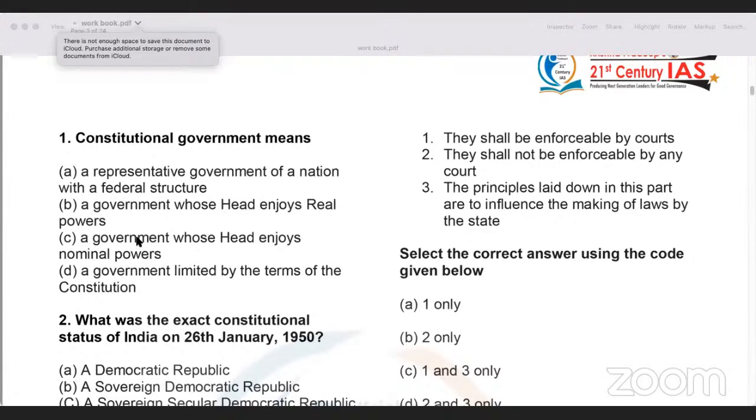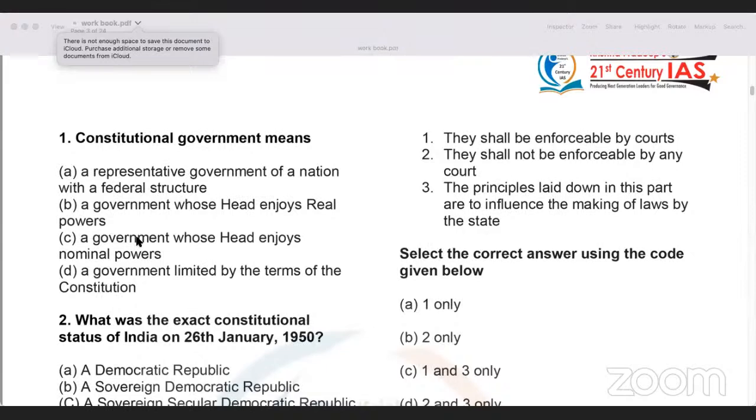Among these three, only two statements can be correct, because two of the statements contradict each other. So there must be only one correct statement between these two. When you look at Part 3 of the Constitution, it contains the fundamental rights, and Part 4 comprises the directive principles. Fundamental rights are the rights of the individual. Directive principles are the rights of the society, enjoyed by the society as a whole.